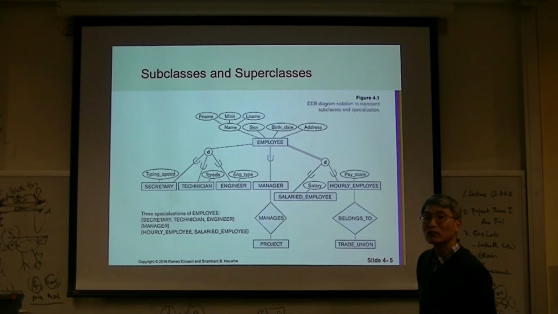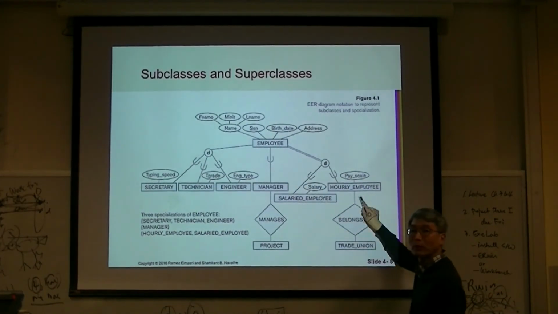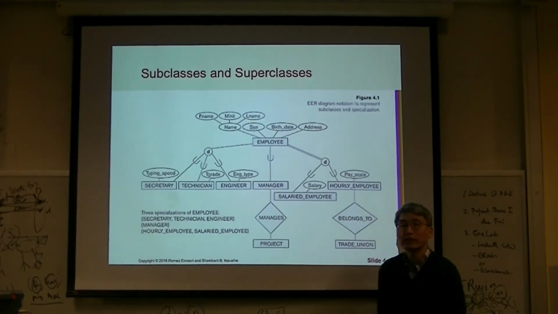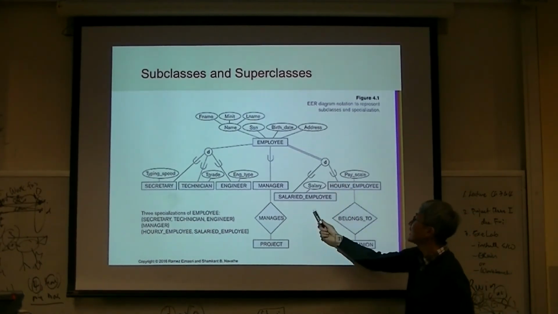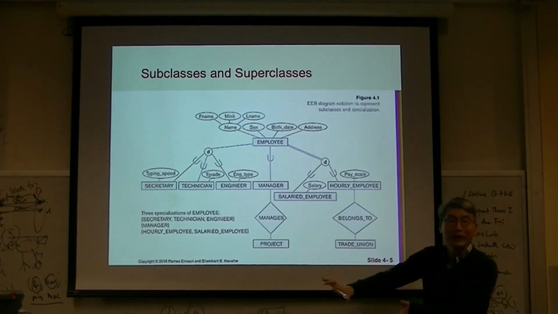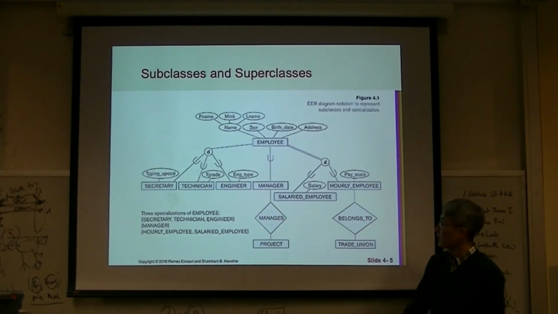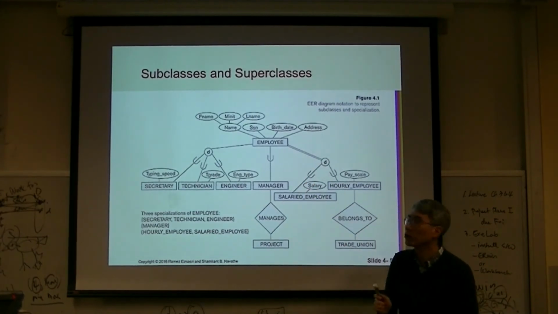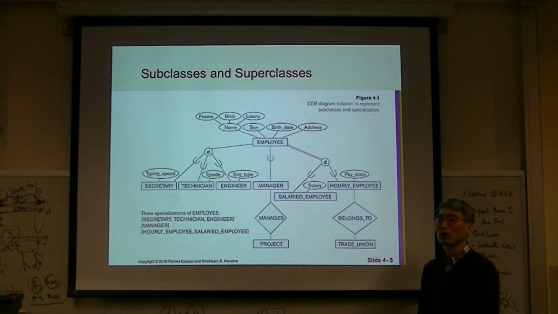The next super and subclasses? Salaried employee, hourly employee. This is the second group. Okay? Then, is it disjoint or overlap? Disjoint, which means either salaried or hourly employee. Then, is it mandatory or optional? It's mandatory, which means the employee should be either salaried or hourly. Okay? So that's the second group. Then we have one more.